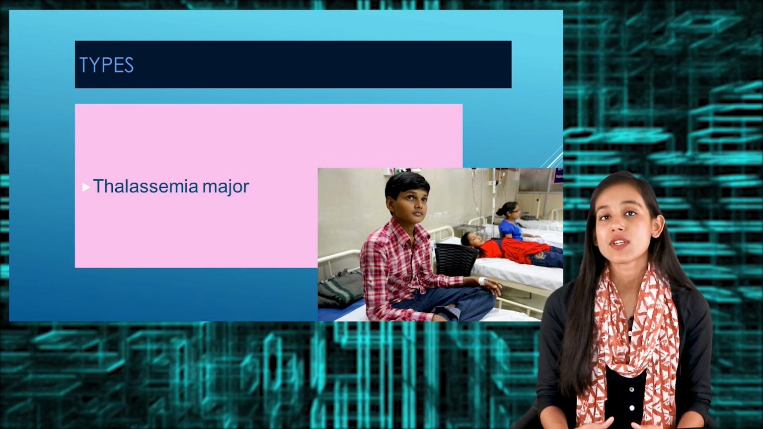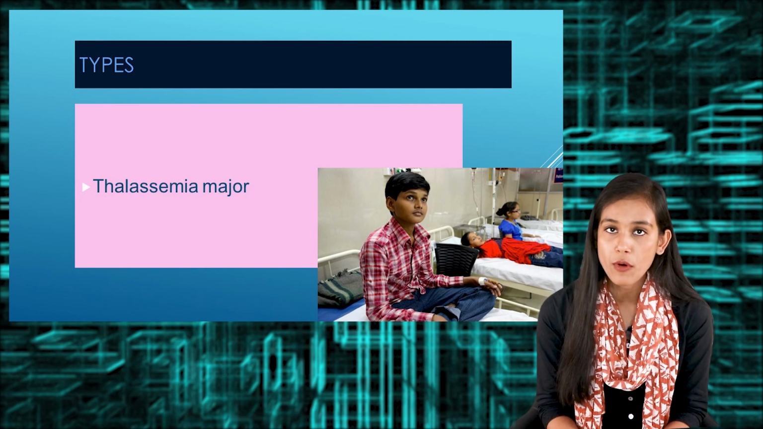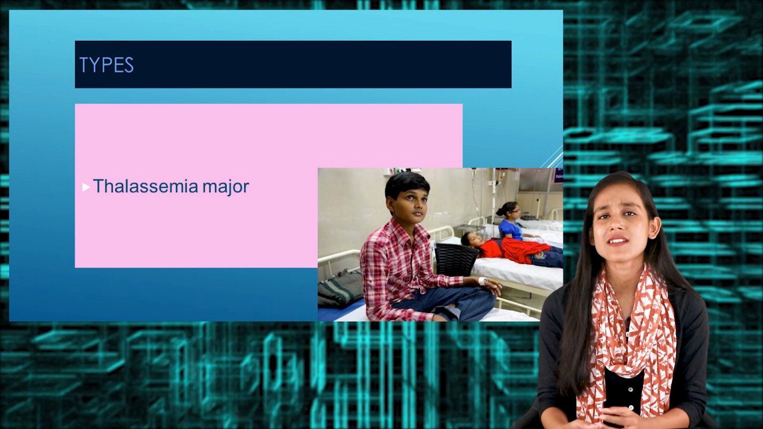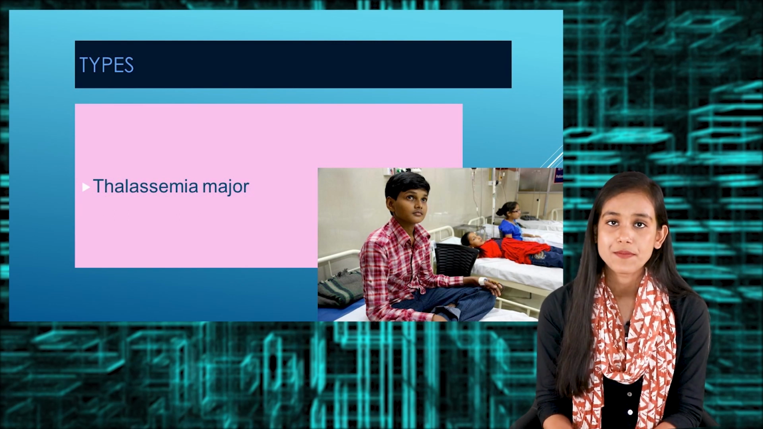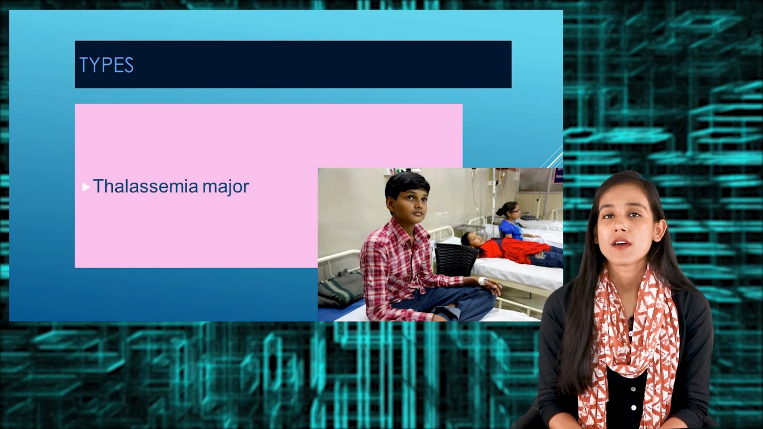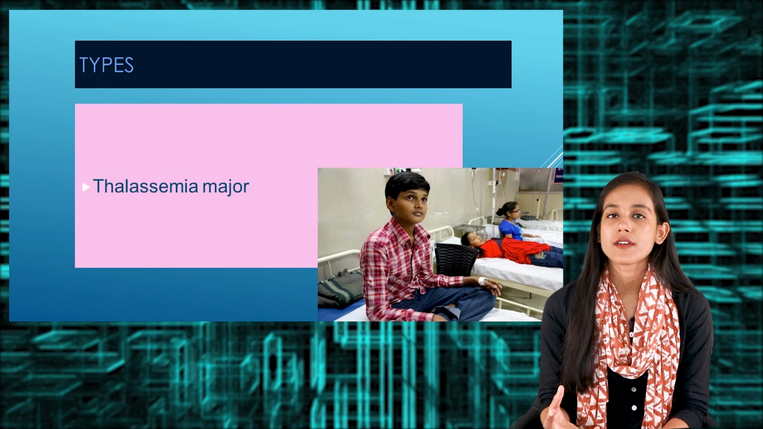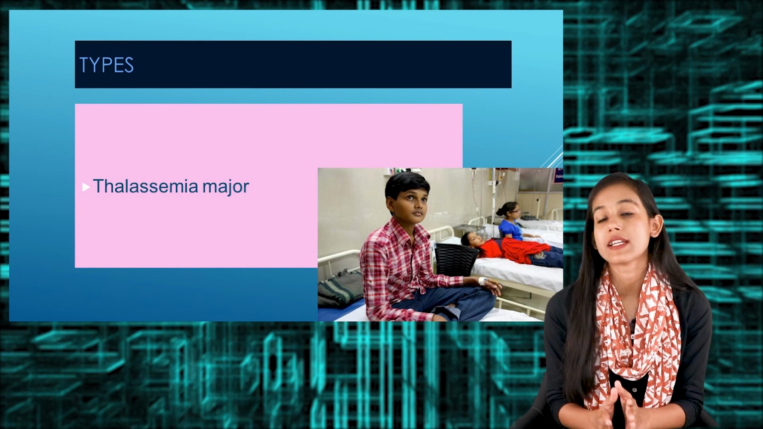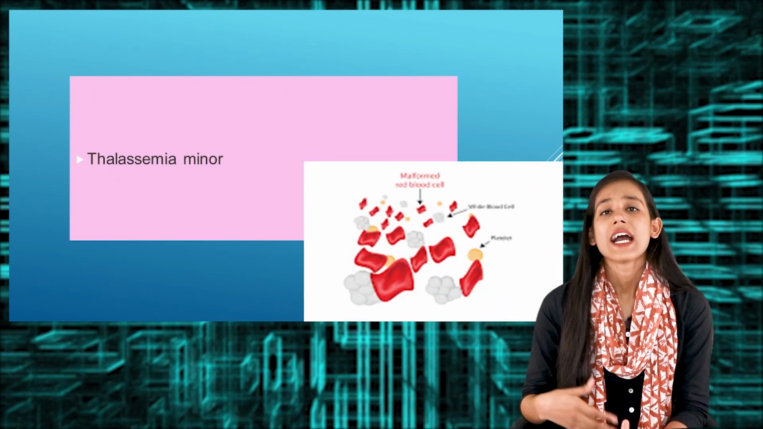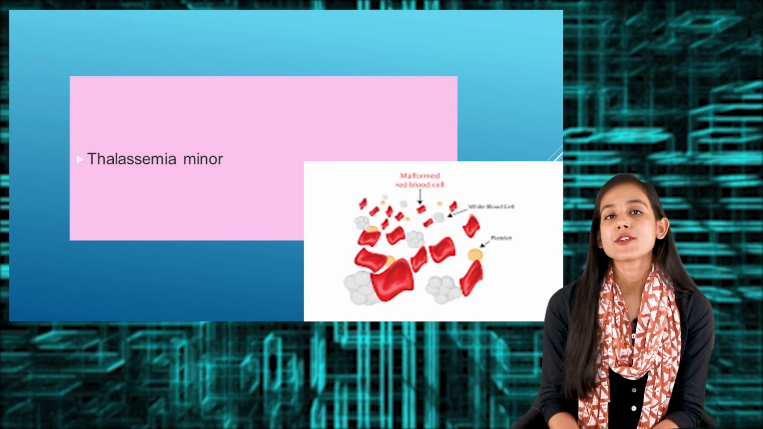Now this is a very severe form of thalassemia, and this is a life-threatening condition. And here in beta thalassemia major, we can see there would be severe anemia in the child. And beta thalassemia major is also called Cooley anemia. And then there is thalassemia minor. So here in thalassemia minor, what would happen?